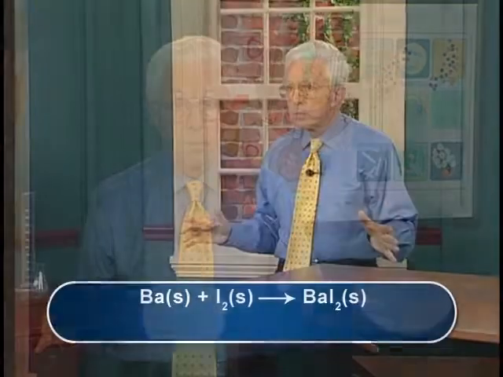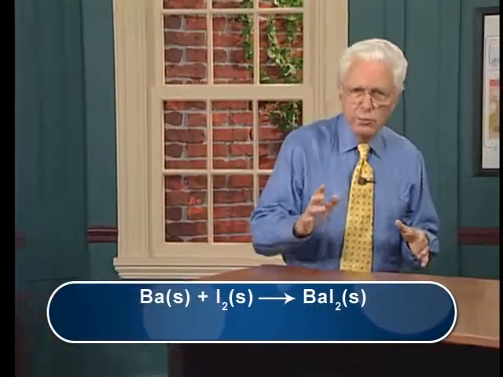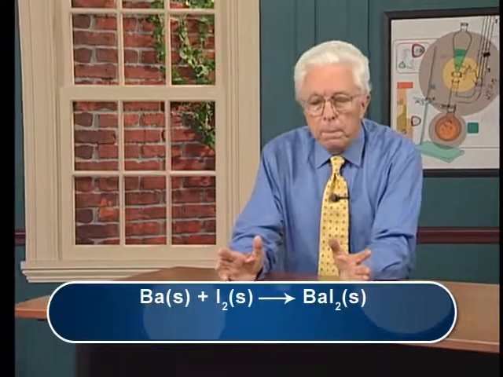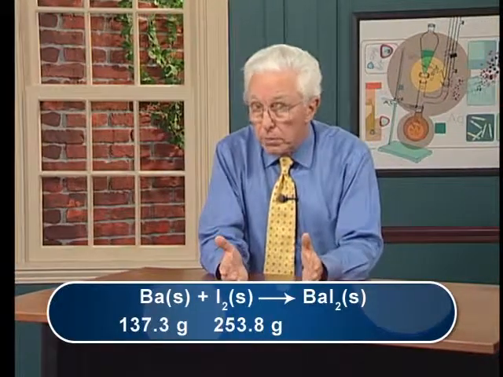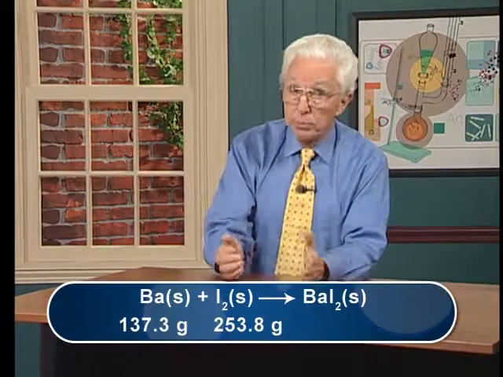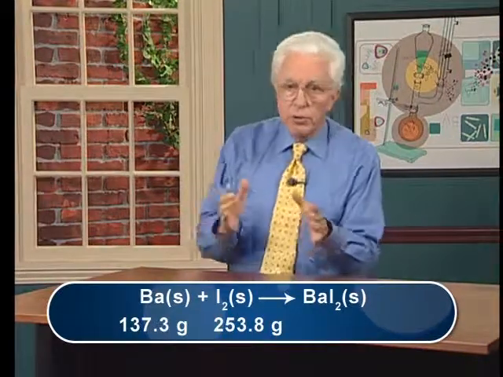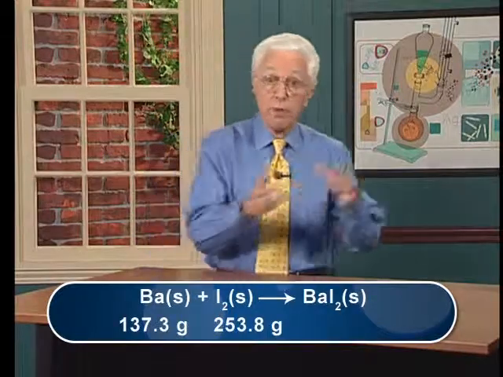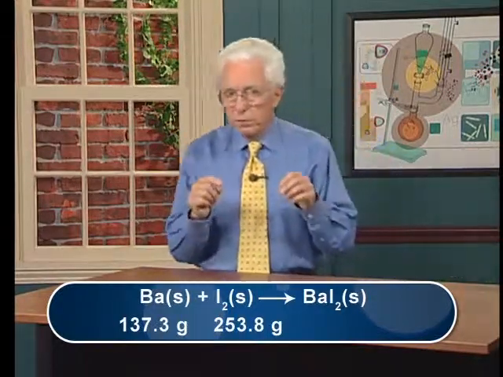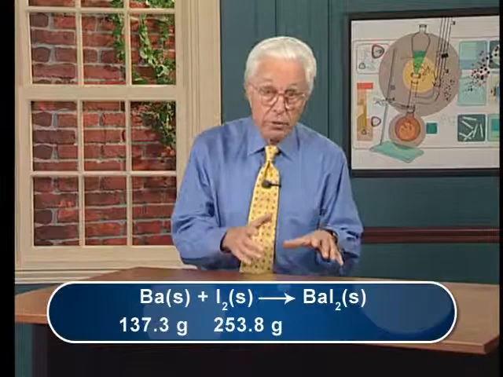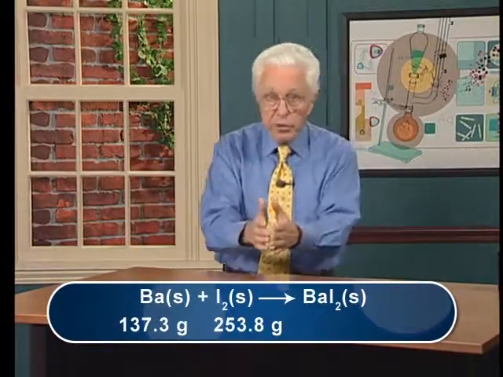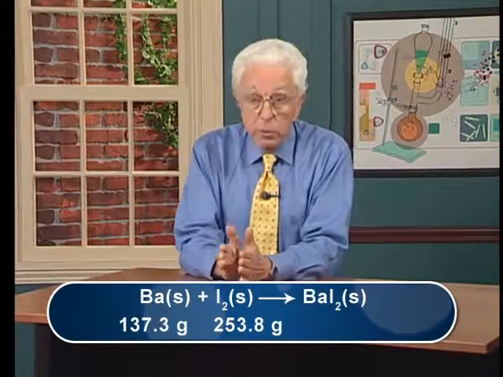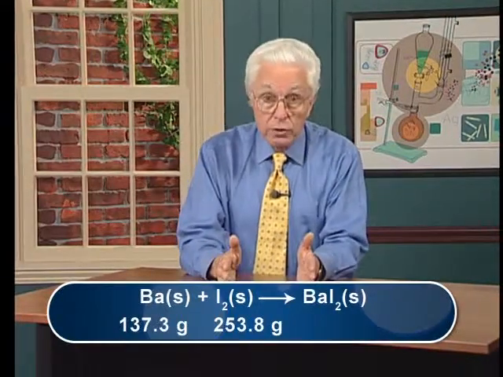Now let's go back to our barium and iodine reaction. If you wanted to run this reaction with nothing wasted, you could in fact weigh out 137.3 grams of barium and 253.8 grams of iodine. Since 137.3 grams is 1 mole of barium and 253.8 grams is 1 mole of iodine, you have weighed out equal numbers of particles. In essence, you have counted out equal numbers of barium atoms and iodine molecules by weighing them.